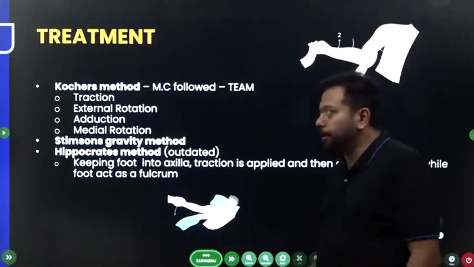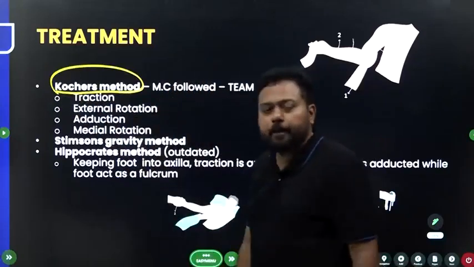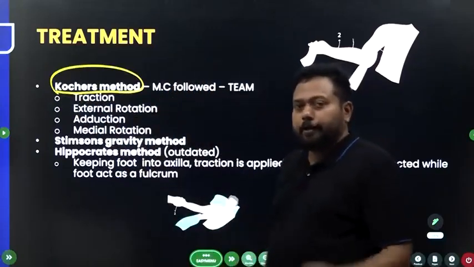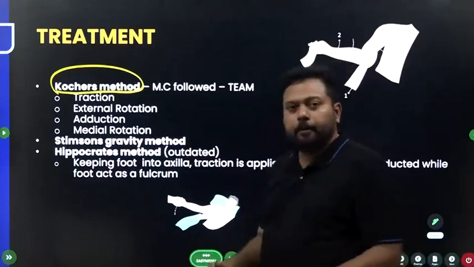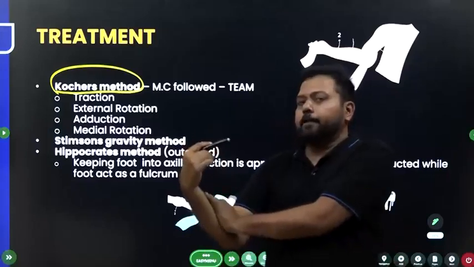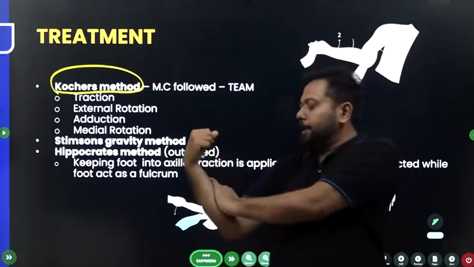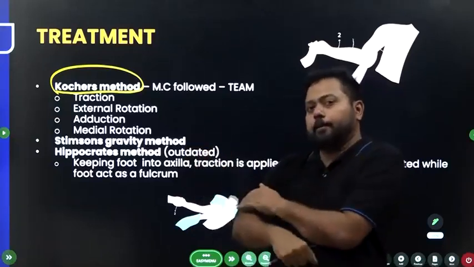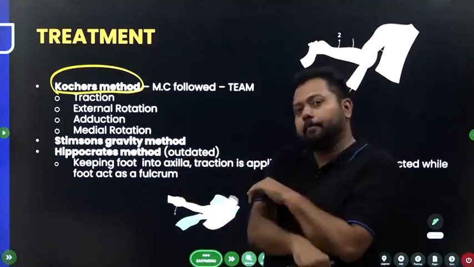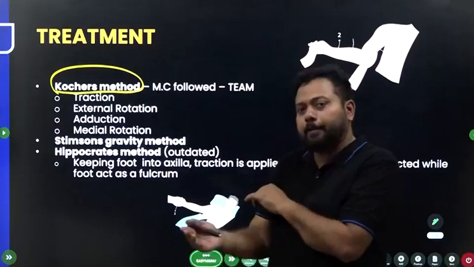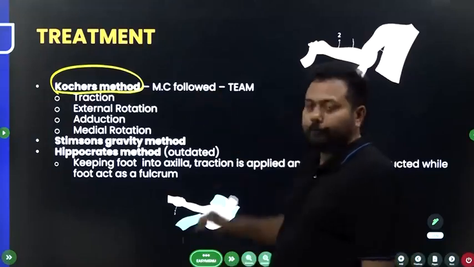The treatment of choice is called Kocher's method. It needs two persons. Put the patient lying down in a supine position. I'm giving traction, somebody is giving counter traction here. I'm giving traction, external rotation, adduction, medial rotation. So what are the 4 steps? Traction, external rotation, adduction, medial rotation. TEAM technique. Okay, that is the treatment of choice.